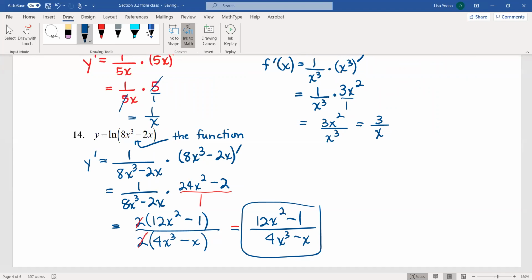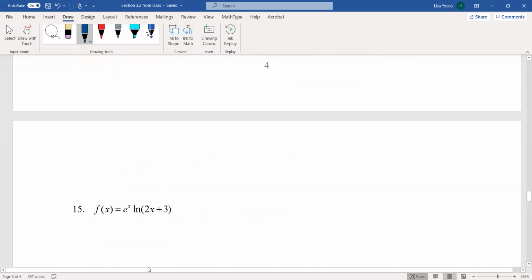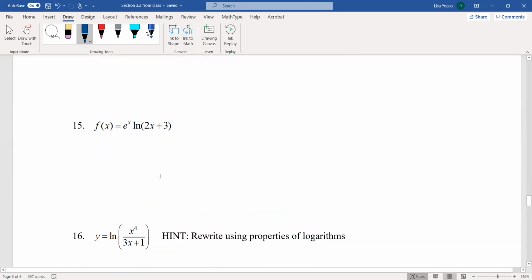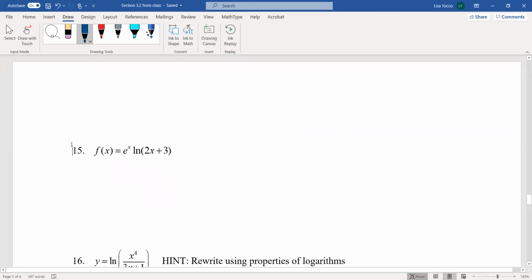Some people may be tempted to do something else to that, but there's nothing else you can do to that from a simplifying standpoint. All right. So, all right, so that's that one. Now, all right, number 15.